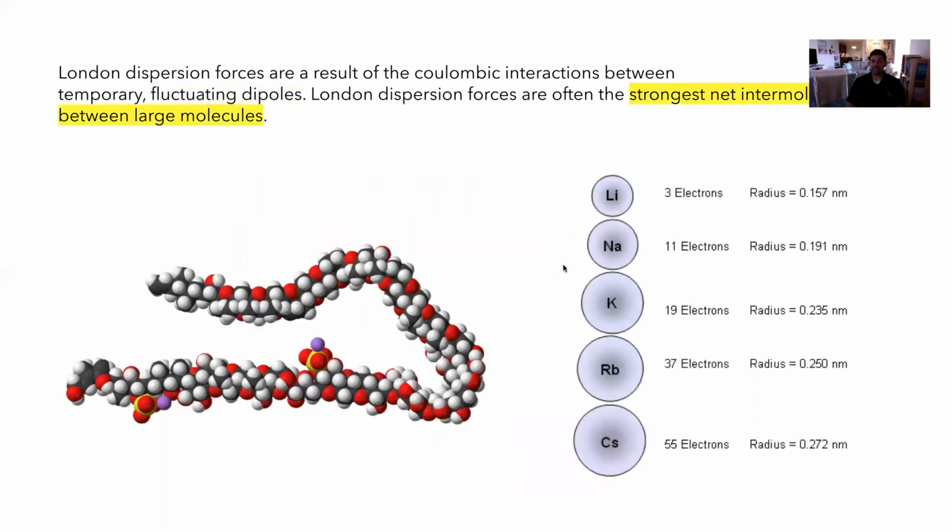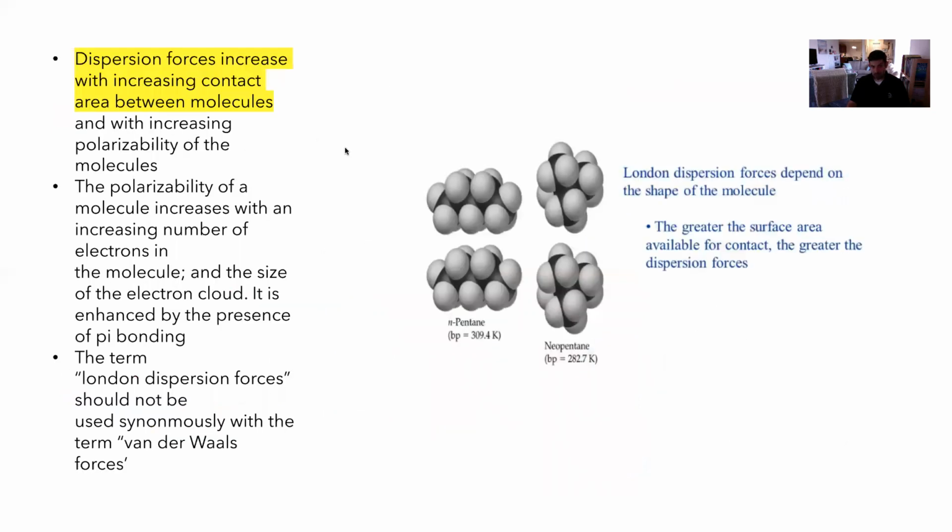Now, it is often going to be the strongest interaction in large molecules. As we get larger molecules, they're going to have more electrons. And more electrons is going to be an important answer to a lot of AP questions. More electrons is going to allow for more London dispersion forces. More electrons is going to allow for more fluctuations. So the dispersion forces increase with increasing contact area between molecules. That's going to be an important piece.